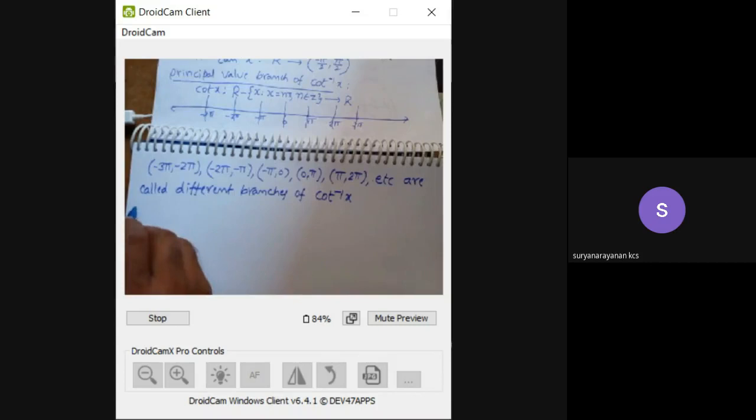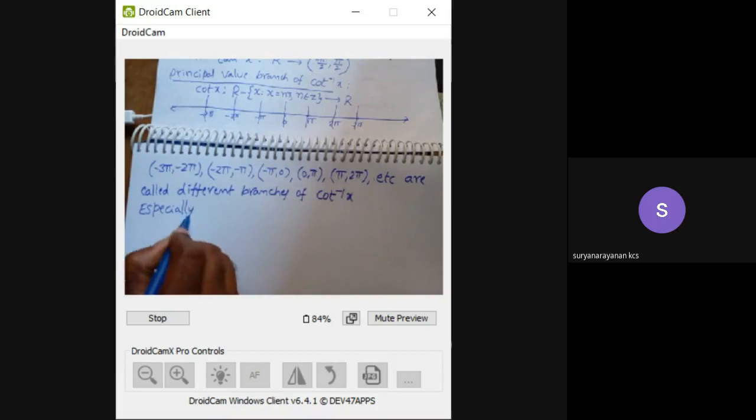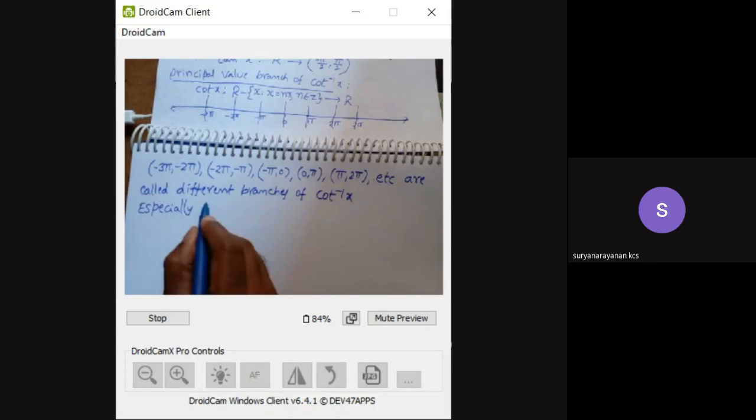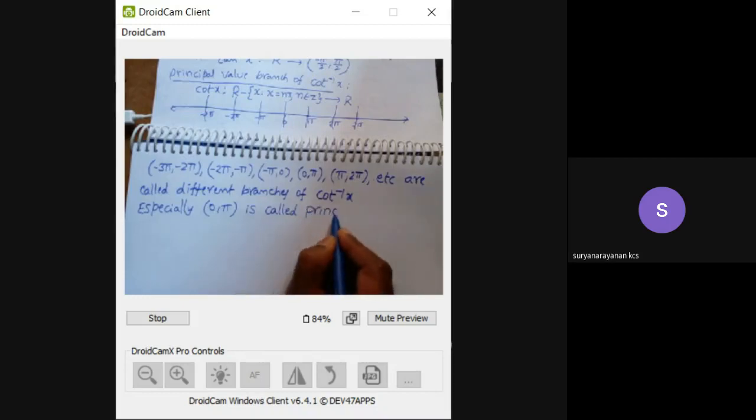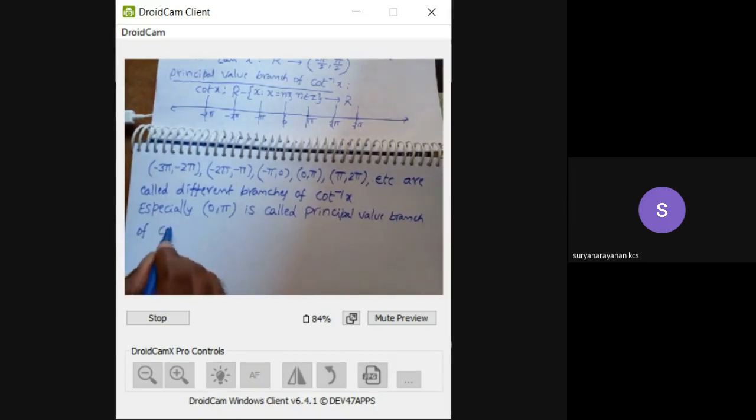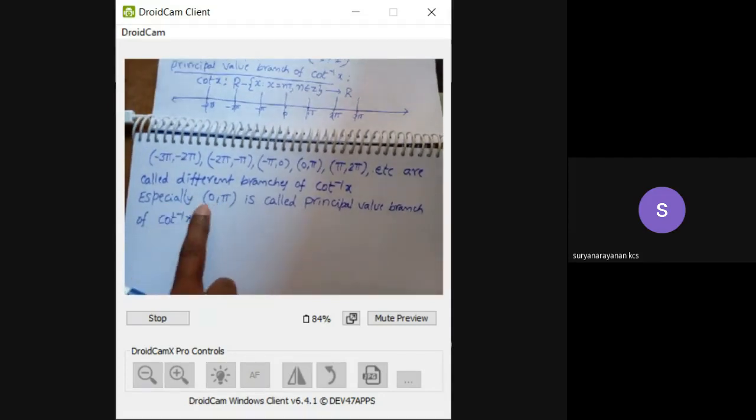But especially the open interval 0 comma pi. 0 comma pi is called the principal value branch of cot inverse x.